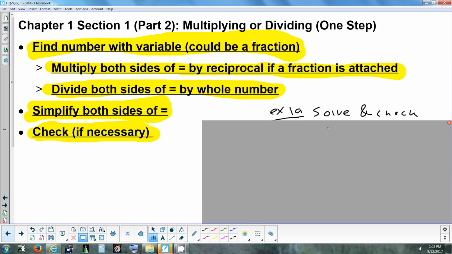After we do that step, then we simplify both sides of the equation. Simplify what you can. So if you get a fraction like 12 divided by 2, you would want to simplify that. That simplified part means now we identify if we're multiplying or dividing. Now we're just going to do the math to get our answer. And then the last step is to check if necessary. Again, we're not going to be checking every problem. We said that yesterday, but a couple we'll have you check.